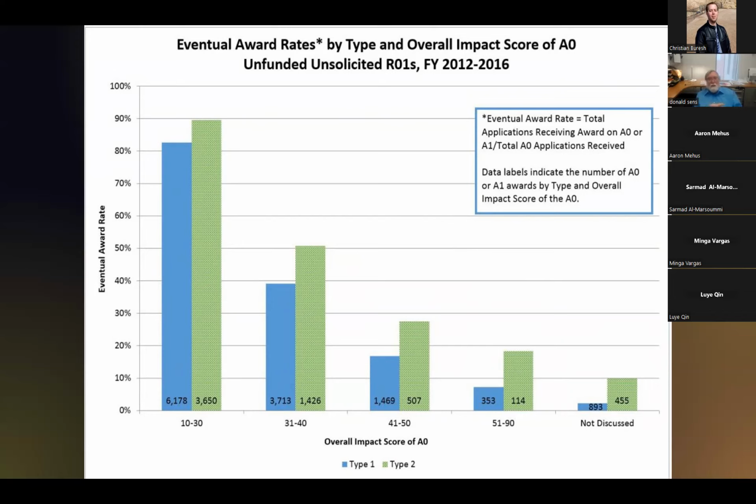R21s still stay pretty viable in the 31 to 40 range. R01s have a little tougher time there. R03s, they are also pretty good in that range. But here in the later parts, 41 to 50 and not discussed, they're usually eventually not going to get awarded. But a few non-discussed will fix themselves, especially sometimes on a resubmission, maybe looks like about 10%.